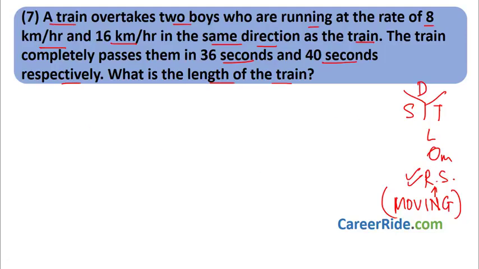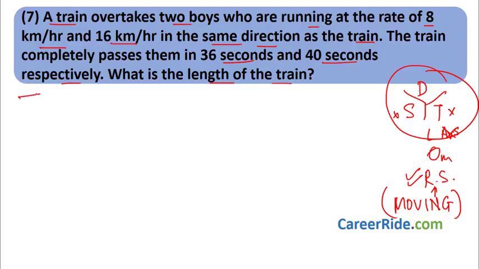Okay. Now let's see what are the types of sums in speed distance time. There is the average speed sum, but average speed is not asked, so don't consider it. Is the time same? No. 36 seconds, 40 seconds, it's different. Now, is the speed same? In the first case, the speed of the train with respect to boy 1 would be different, and the speed of the train with respect to boy 2 would be different. So speed is not the same. Distance, yes, distance is the same.